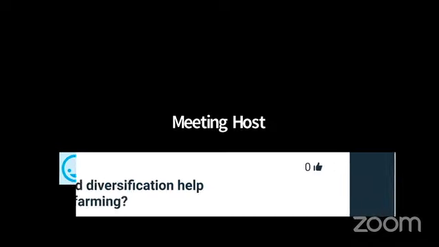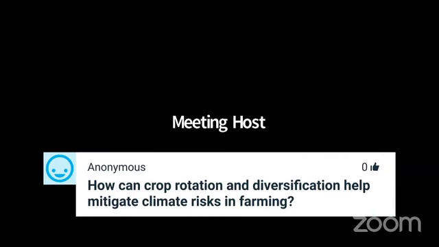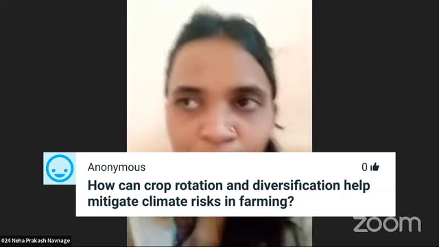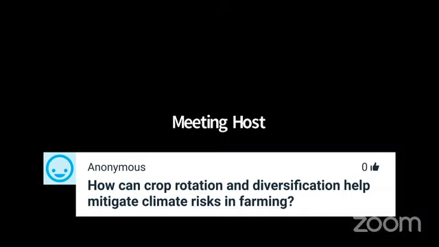Okay. How can crop rotation and diversification help mitigate climate risk in farming? Crop rotations. Yeah. Can you repeat my question? How can crop rotation and diversification help mitigate climate risks in farming?